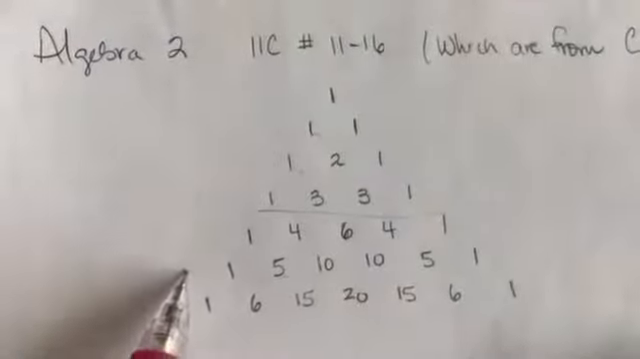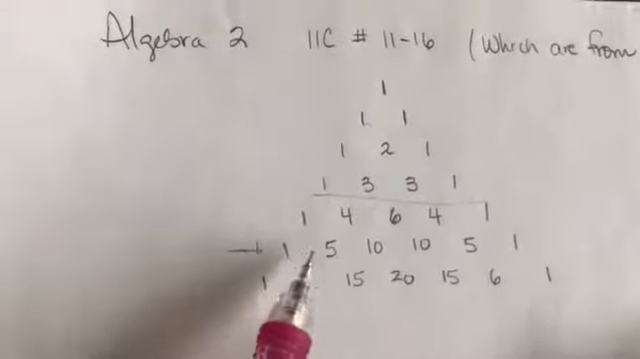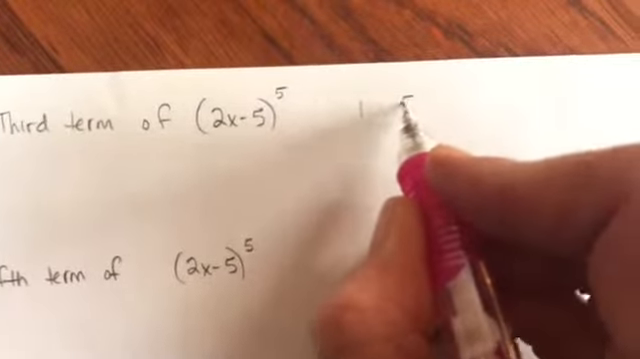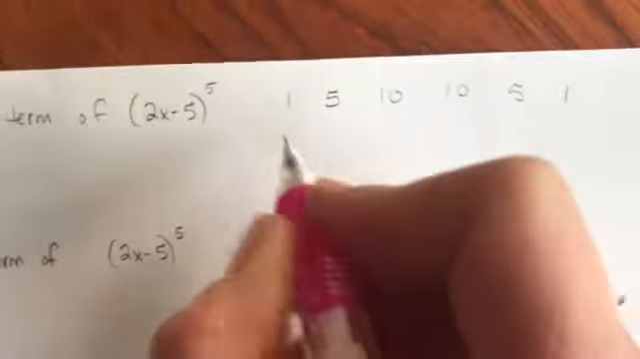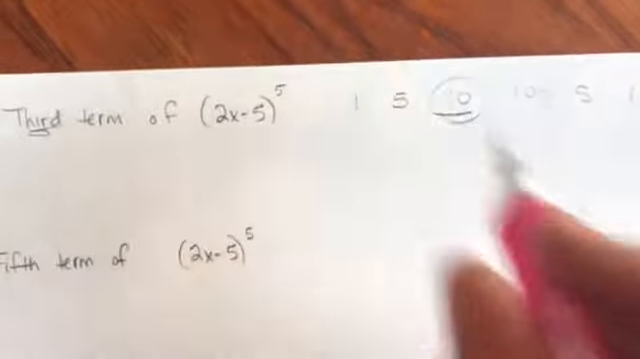So over here on my little Pascal's triangle, I know I'm going to use this one. It's the 5th power. I want this one that has a 5 in it. So it's going to be the 1, 5. So again, I still come over here and I go 1, 5, 10, 10, 5, 1. I want the third term. 1, 2, 3. So it's going to start with my coefficient of my 10.